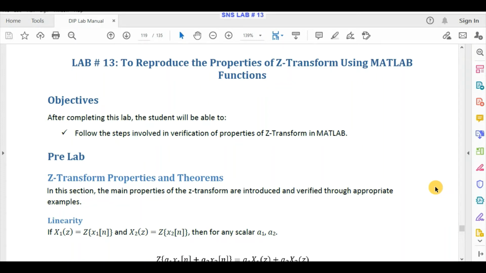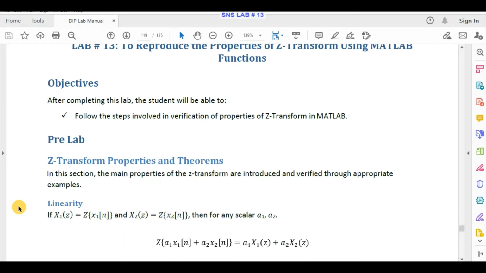In this lab, we will verify different properties of Z transform using MATLAB functions. In the previous lab, we have already performed different verifications of Laplace transforms and Fourier transforms using MATLAB functions. So the first property of Z transform is linearity.